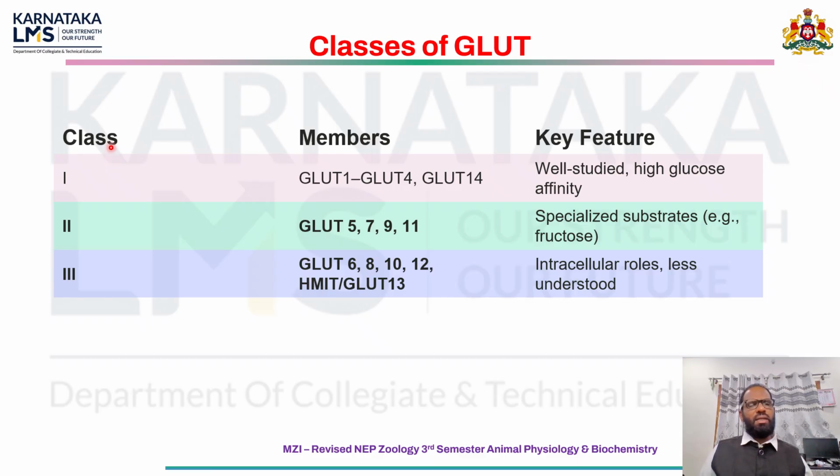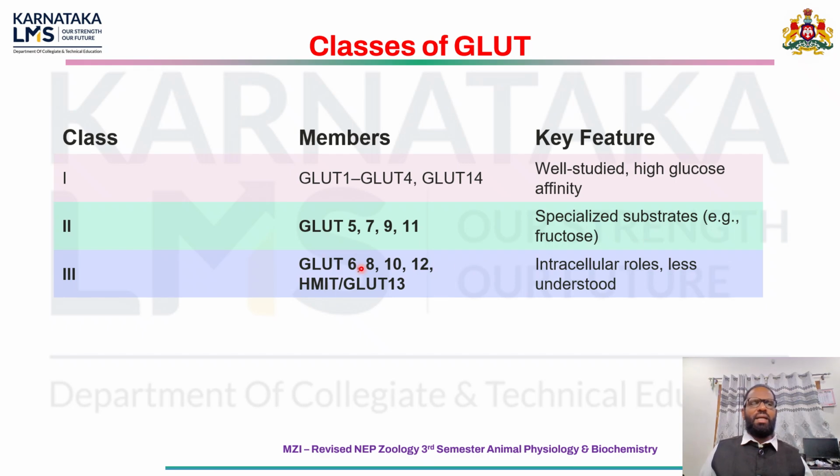The second class are the class 2 GLUT transporters, and the examples are GLUT5, GLUT7, GLUT9, and GLUT11. These are responsible for specialized substances, for example fructose. They are mainly responsible for the transportation of fructose. GLUT5 in particular is highly specialized for the transportation of fructose from the blood into the cell.